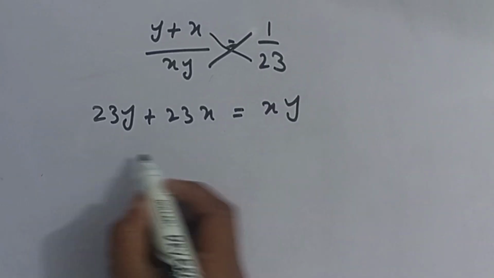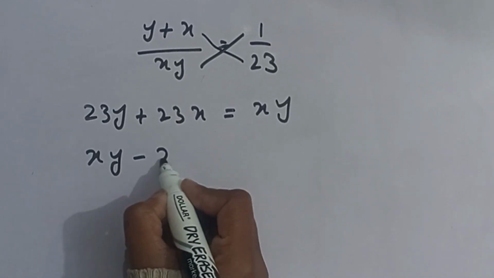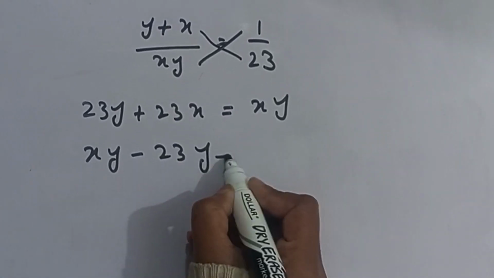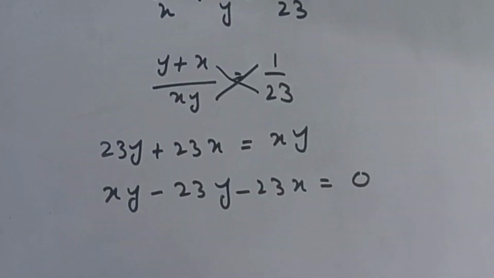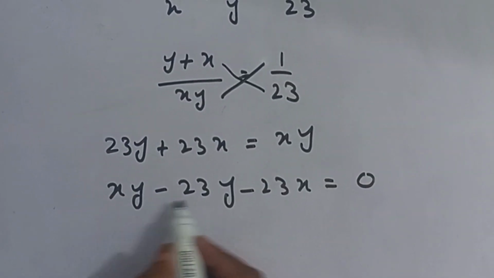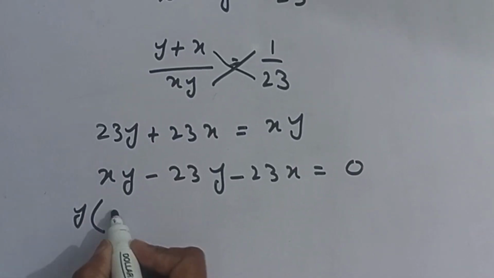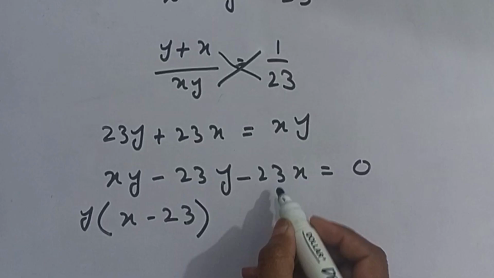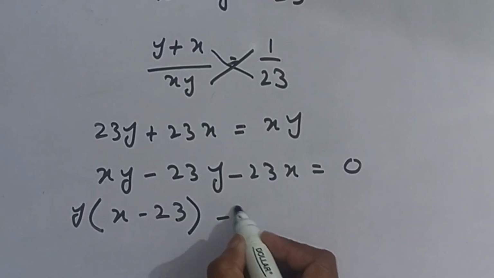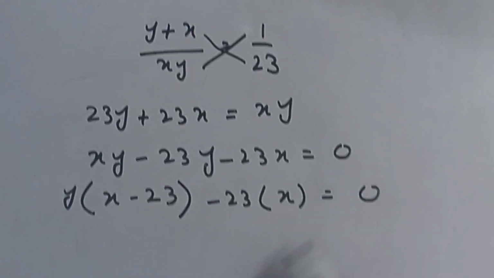So we get 23 times y plus 23 times x is equal to the product xy. And we write this as xy minus 23y minus 23x is equal to 0. Look at this, y is involved in these two terms, so we factor out y and the remaining value is x minus 23. And we write this as y times (x minus 23) minus 23x is equal to 0.